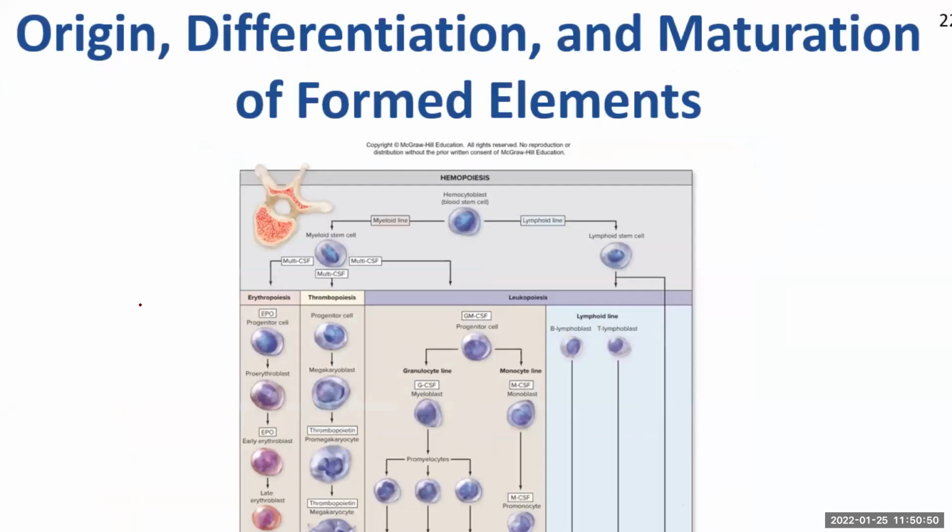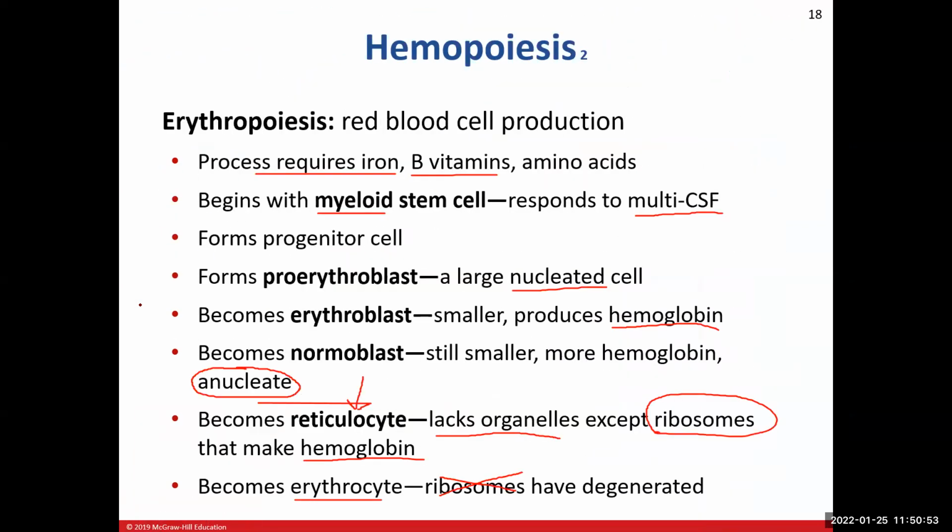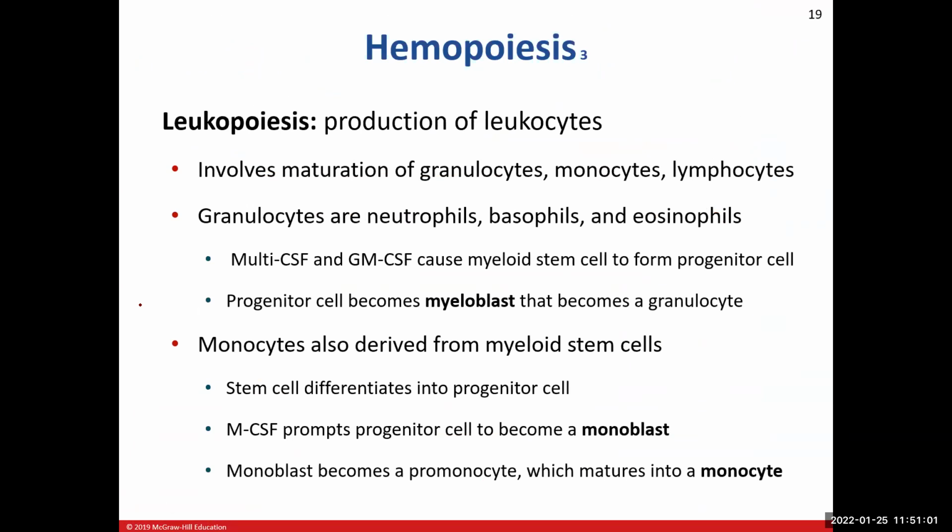Again, I'm not going to expect you to know all these steps, but just know that a mature red blood cell does not have any organelles or nucleus. Now, when we talk about hemopoiesis and the formation of leukocytes, we call that leukopoiesis. Same thing. We have three different categories of leukocytes: granulocytes, monocytes, and lymphocytes.